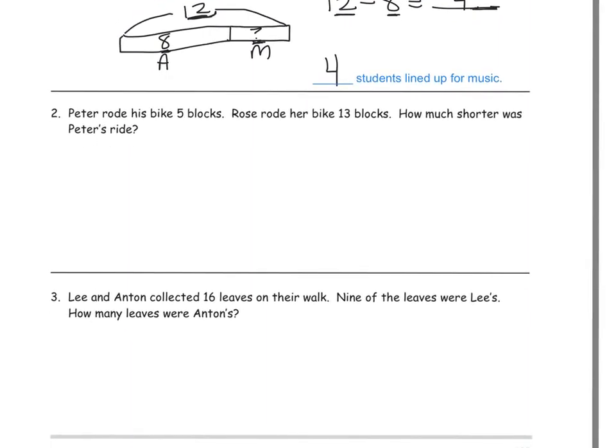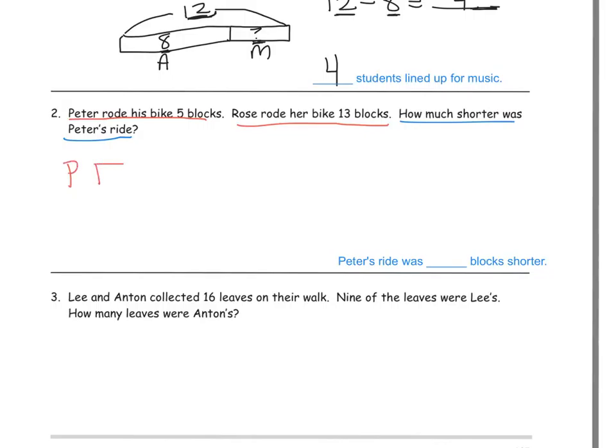And it said, Peter rode his bike 5 blocks. Rose rode her bike 13 blocks. How much shorter was Peter's ride? I'm going to start with my statement. And there it is. Peter's ride was blank blocks shorter. So now we're going to do our drawing.